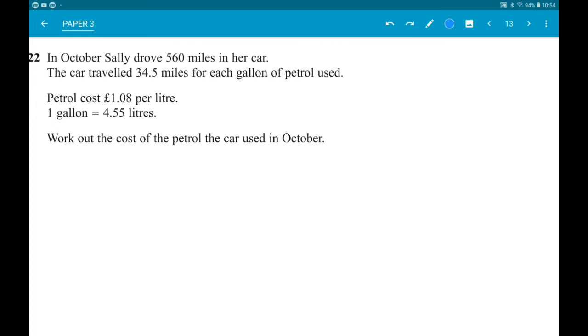So, a lot of converting here to do. So, first of all, let's work out the number of gallons used. So, for that, it goes 34.5 miles on 1 gallon. So the number of gallons is 560 divided by 34.5. Now, if we go to 2 decimal places, that's going to give us 16.23 gallons.